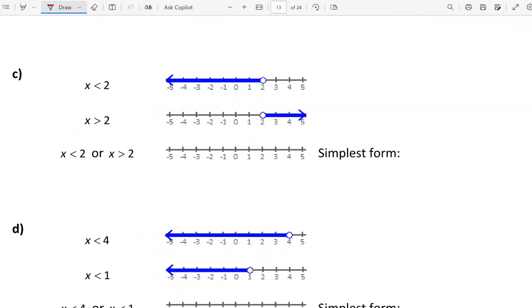In C, we have a really special one. X is less than 2, X is greater than 2. Joining them with the word or, we're going to join the two sets together, and the only number that really isn't graphed is 2.